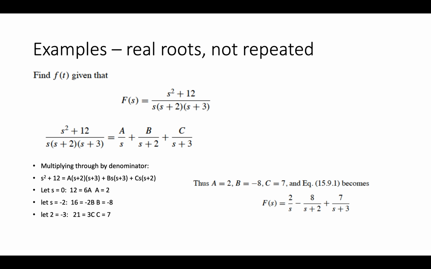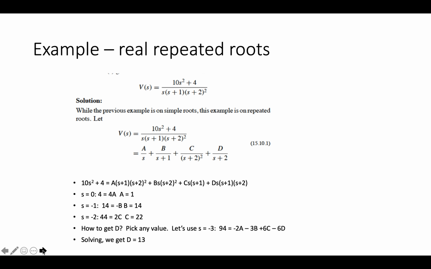So if we then pick the roots of -2 and -3 respectively, and I'm sorry, this is a typo, this should be an s. If we pick that respectively, then we can solve for B and C. And then, once we have A, B, and C, we just substitute into this. So F of s can be written as 2 over s minus 8 over s plus 2 plus 7 over s plus 3. And the only thing you have to be careful of here is to be sure that you assign the proper numerator term with the proper denominator term.